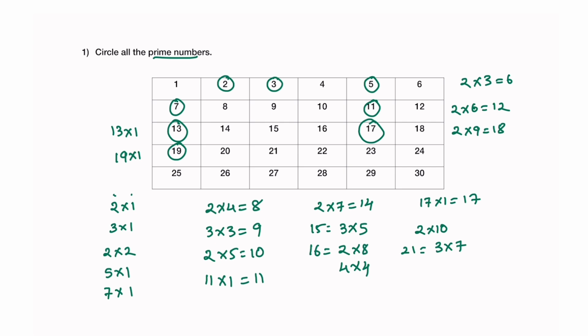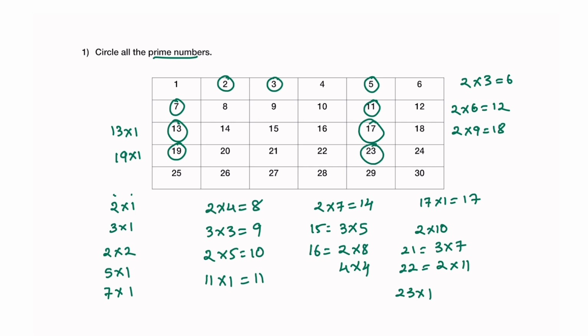Just like any song stays in your head, right? 22. How can we express 22? 2 times 11. So it's not a prime number. 23, we can write 23 times once. That's it. So yes, it's a prime number.